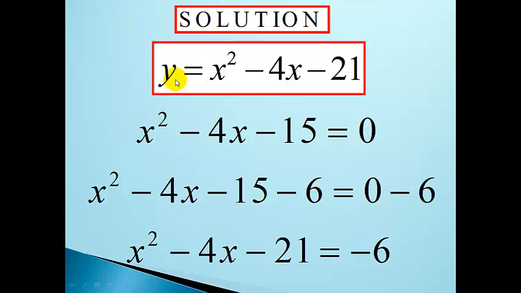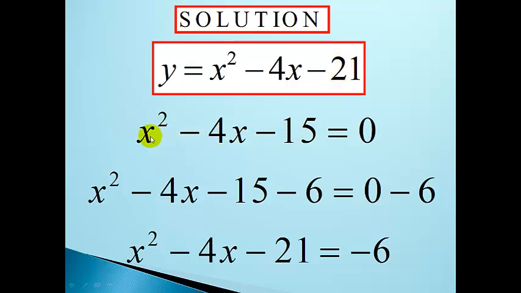Now this is the relation from the question. We have y equals x squared minus 4x minus 21. And this is the question we have to solve. We have x squared minus 4x minus 15 is equal to 0. So solving this on the graph means that when we compare the two, the relation and the question we are given to solve, the x squared is still the x squared. You have minus 4x here, you have minus 4x here. You have minus 21 here, you have minus 15 here. So you can see that minus 15 is not equal to minus 21.